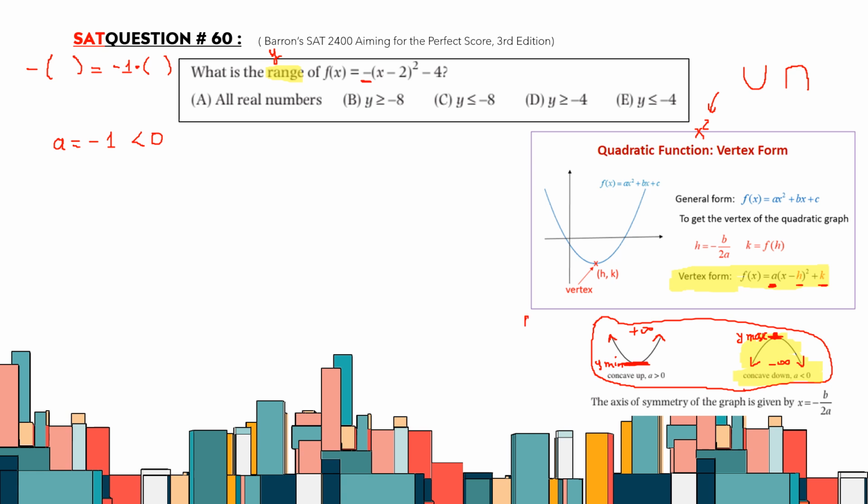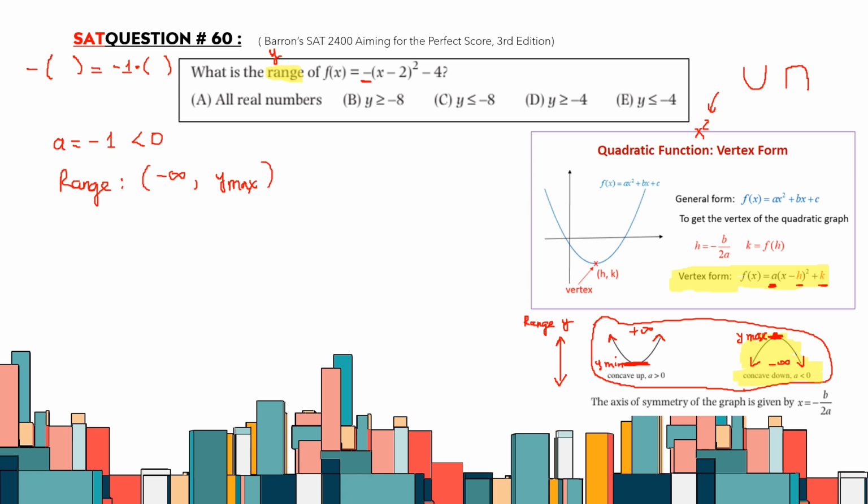When we're talking about the range, we're talking about the y value. When we're talking about the y value, we're only looking up and down. What is the value, right? In this case, since it is concave down, we go from y max to negative infinity. But when we read from the smallest numbers, and the smallest numbers start with negative numbers, the range will be from negative infinity to y max.